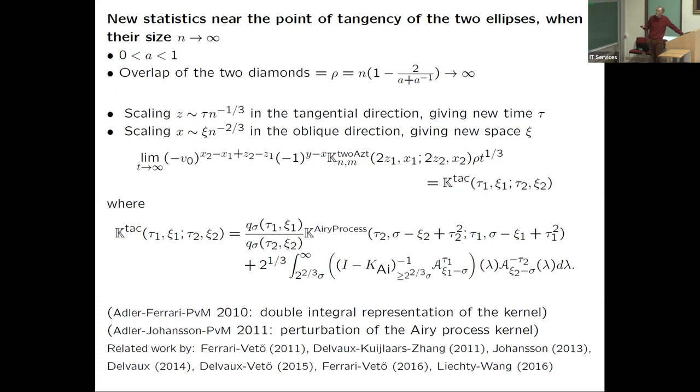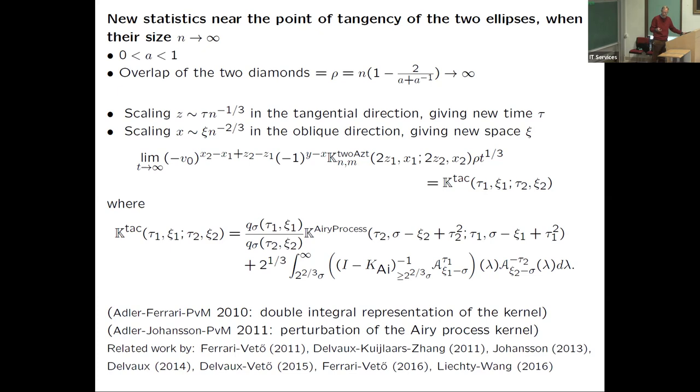Okay, there has been quite a bit of work around this in many different contexts. For instance, that also appears when you look at two sets of non-intersecting Dyson Brownian motion, which momentarily meet and then go apart again. That kernel has also been seen in random walks, sets of random walks which meet and then go off again.